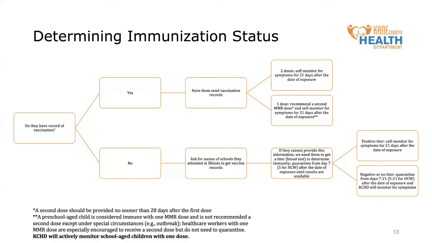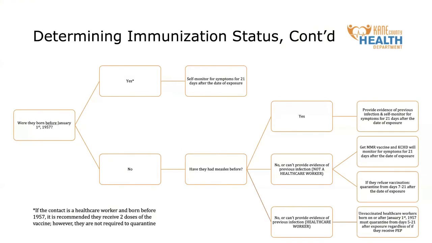And for healthcare workers, this quarantine would occur starting at day 5. If the results of the titer are positive, they would be treated the same as a contact with evidence of immunity and can self-monitor for 21 days after the date of exposure. If the titer is negative, the contact is treated like an unvaccinated contact, and they would need to quarantine from days 7 to 21 or days 5 to 21 for healthcare workers after the date of exposure while Kane County actively monitors for symptoms.